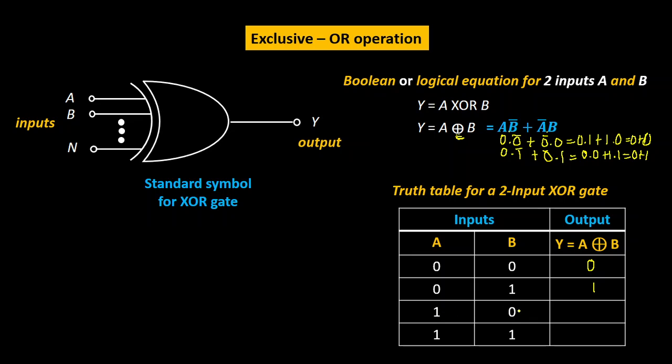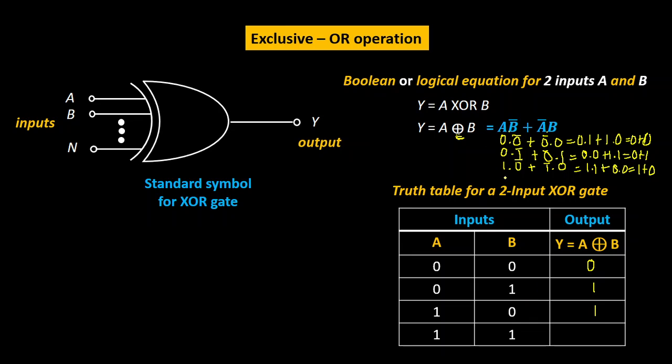Then the 1 0 combination, so that is A is equal to 1 and B is equal to 0. So A is equal to 1, so complement of 1 dot B is equal to 0. So you'll get 1 dot, right? Complement of 0 is 1, plus complement of 1 is 0, dot 0. You realize that it is 1 plus 0, right? 1 dot 1 is 1 and 0 dot 0 is 0. So therefore 1 plus 0 output is 1.